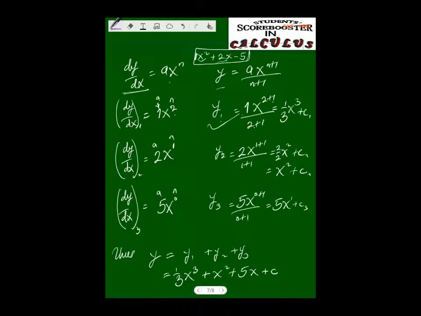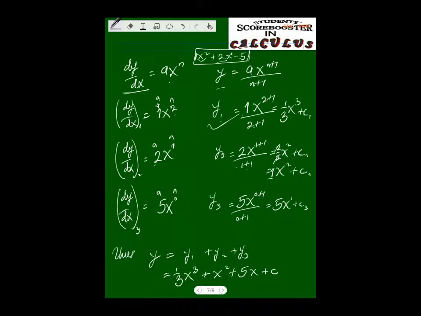Now the second term is 2x, so I will come here, that's dy dx, second term, equals 2x raised to power 1. Because there is nothing here, it means what is here is 1. Since there is nothing here, you just put 1. So you have 2x raised to power 1. And the answer is going to be 2x raised to 1 plus 1 over 1 plus 1. So that will be 2 over 2 x squared plus c. So 2 cancels 2 here. So you're going to have 1. And 1, you may not write it, plus c2.